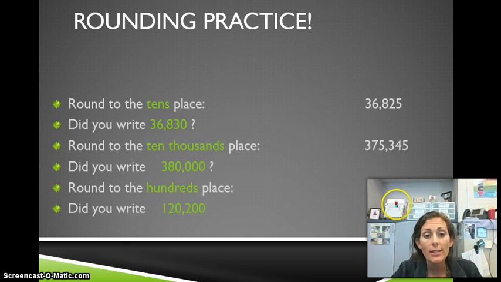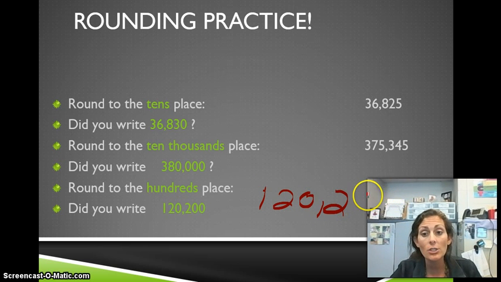How we would go about this is you're going to find the digit in the hundreds place, which is the 2. We're going to underline it. And you're going to circle the digit behind it, which is a 4. And if it's 5 or above, give it a shove. If it's 4 or below, leave it alone. So that means we're going to leave the 2 alone. So I'm going to come over and write 120,000. The 2 we're going to leave alone. The 4, since it's circled, is going to become a 0, and so is the digit after it. So our numbers and our answer match.